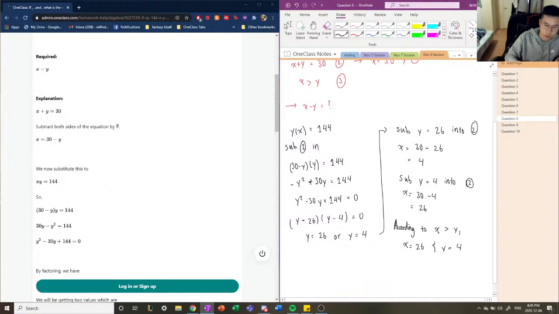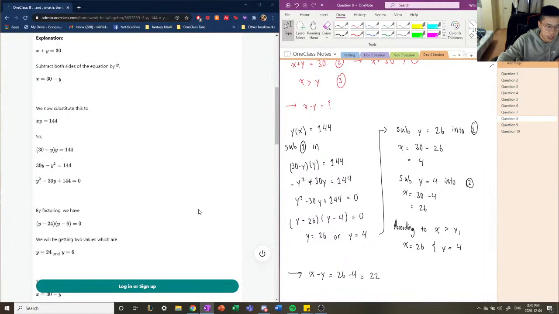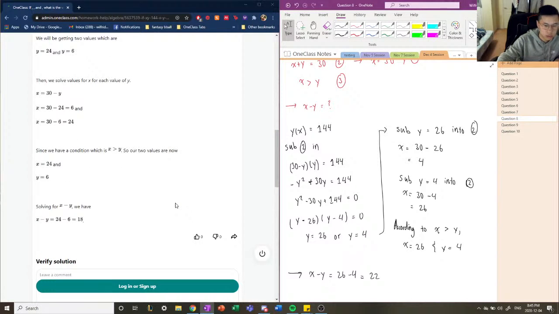So now that we have our x and y, this is very easy to solve. x minus y is equal to 26 minus 4, which equals 22. So we have found x minus y, which is equal to 22.